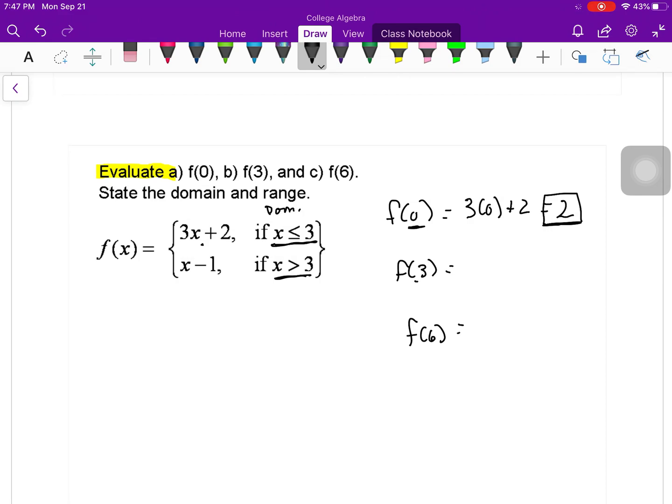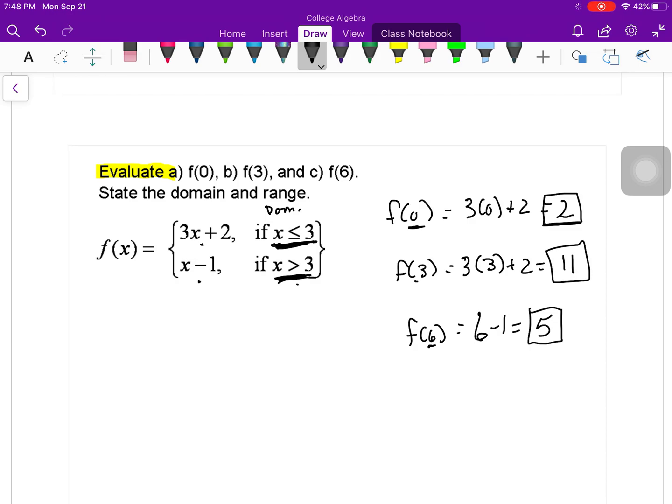Now I have 3. Does 3 fit into the top domain or the bottom domain? Still the top, so I will only put it into the top piece. 3 times 3 plus 2 is 11. And lastly, 6. Does 6 fit into the top domain or the bottom domain? The bottom, so I will only put it into the bottom equation. 6 minus 1 equals 5. When we evaluate, we can only have each value go into one piece.